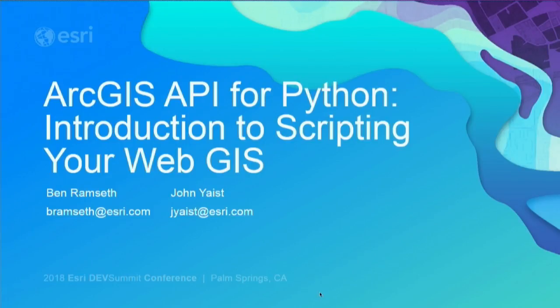My name is Ben Ramseth, and I work in the Esri Defense and Intel R&D Center. And this is my colleague, John Yaste, and he works on the Python API team as a product engineer.